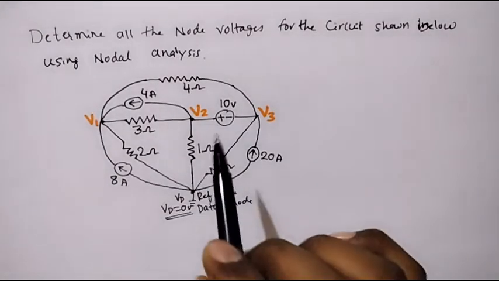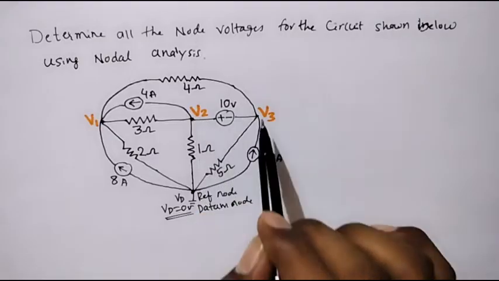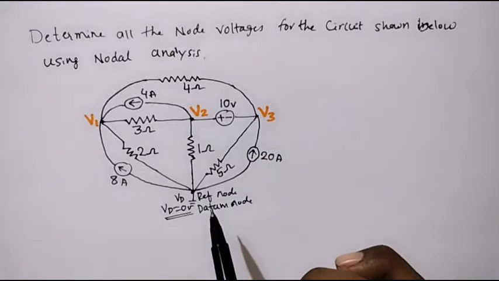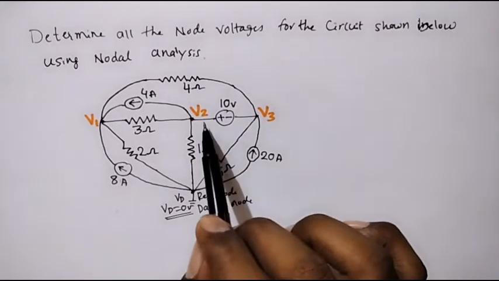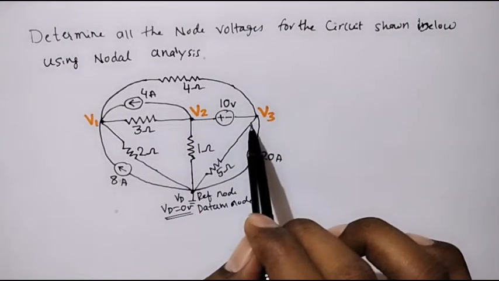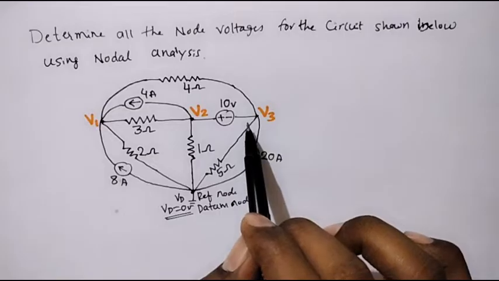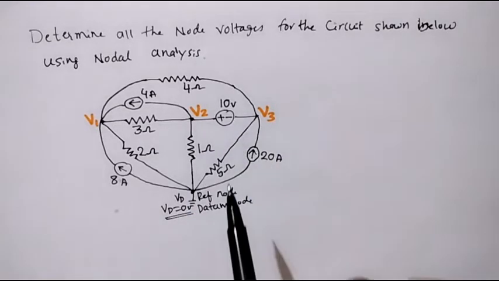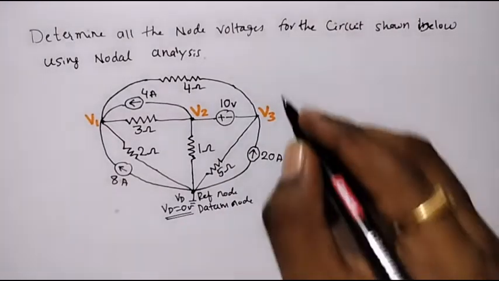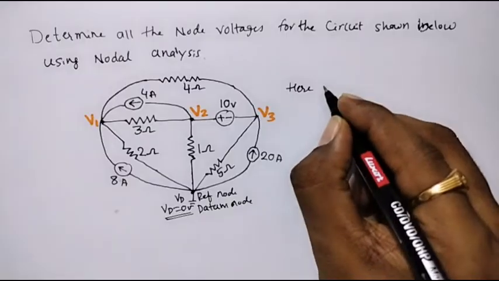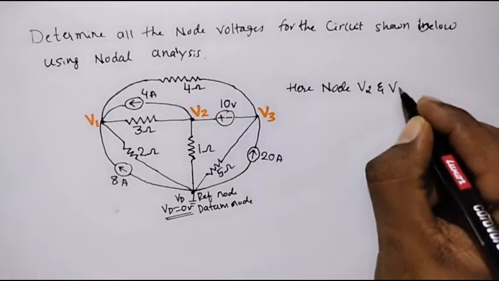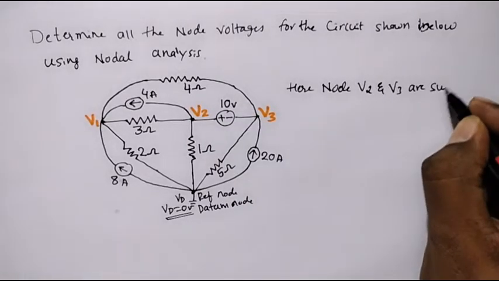In the circuit, in between node V2 and V3, a voltage source is connected directly without any resistor. If a voltage source is connected to two nodes directly, then we cannot apply KCL to those two nodes individually. Such nodes are known as supernodes. Therefore, here in this example, nodes V2 and V3 are supernodes.